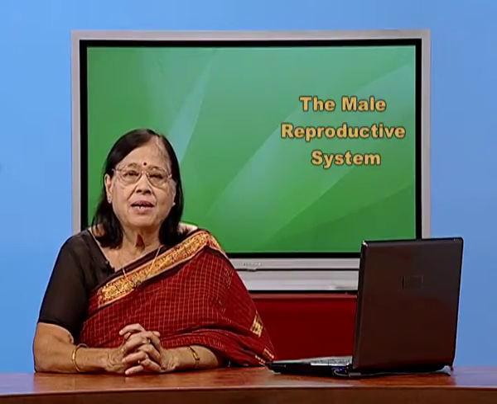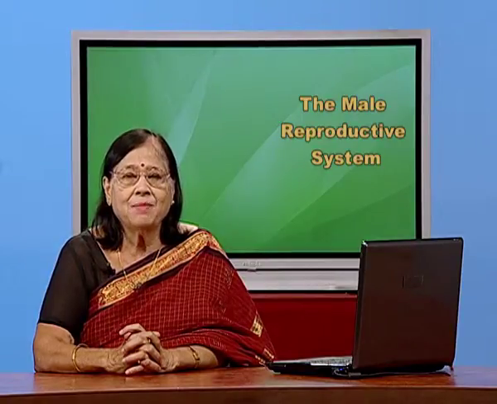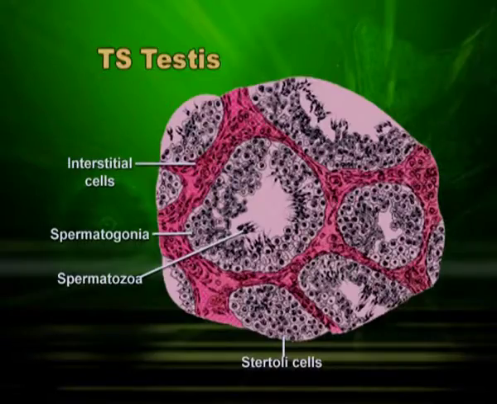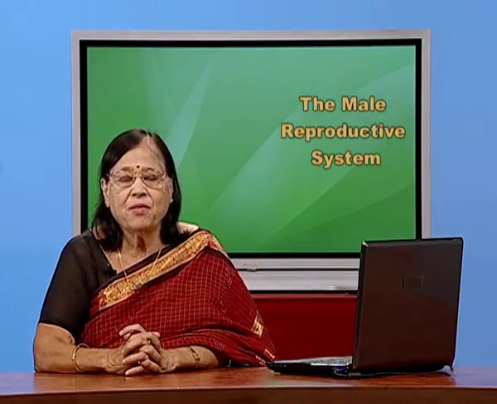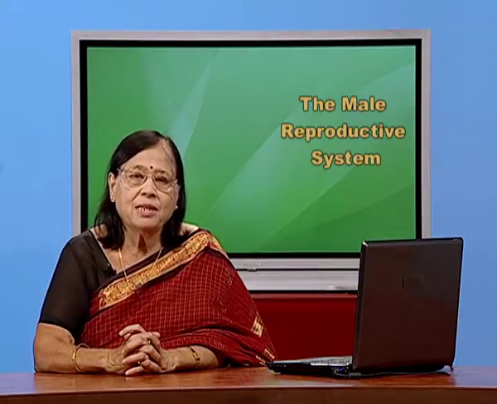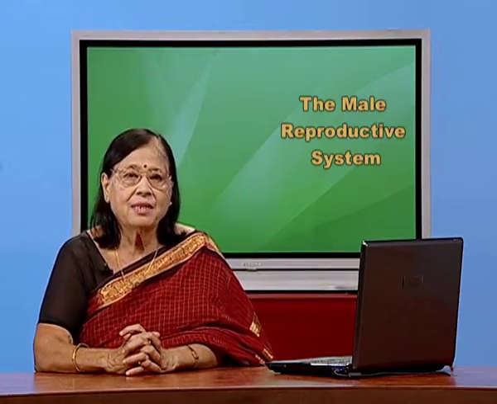In between the seminiferous tubules, there are some spaces, you can say interstitial spaces, and there you find some cells which are secretory in nature. We call them interstitial cells or Leydig cells, and they are the source of the male hormone, androgens, or in particular testosterone. So, sperm is formed inside the seminiferous tubule and the sex hormone is coming from the interstitial spaces.